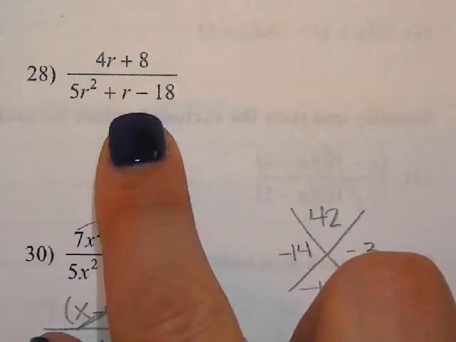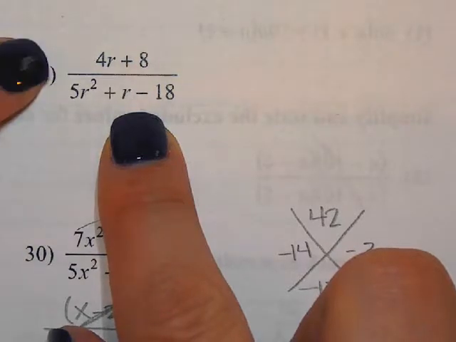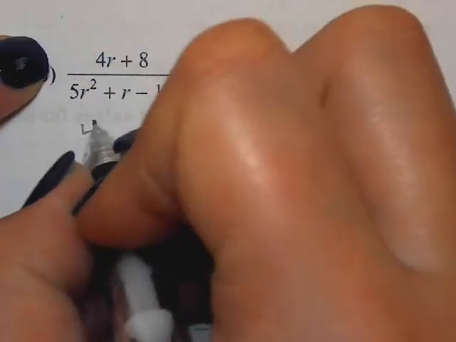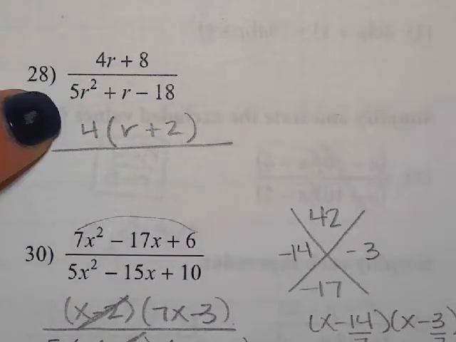So for 28, it's written as a fraction. It's in decreasing order. We have to factor. The top is pretty easy to factor, right? What method do we use to factor the top? GCF of 4. So we take out the 4, and what's left over? R plus 2. Okay.